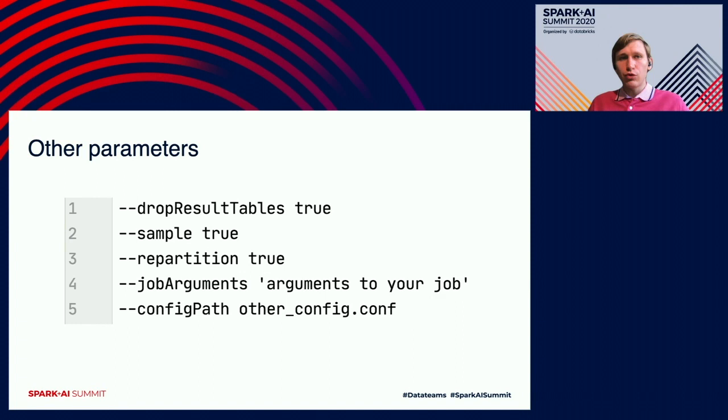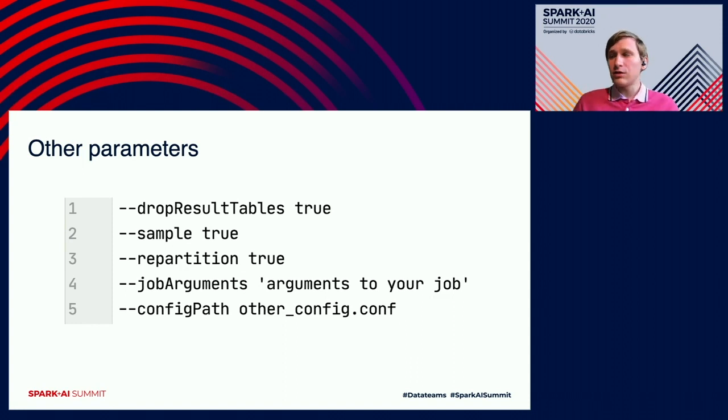Just to quickly iterate over other parameters which Sputnik understands. You can specify drop result table to be true. It's for when you run your job on the cluster and you change some schema or change something about your job, and you don't want the previous run of the application to affect this run. So when we have drop result tables, it means that we drop the table before we write to it. We can sample the data. The sample logic is not very advanced. It's just taking 10% of all input data.